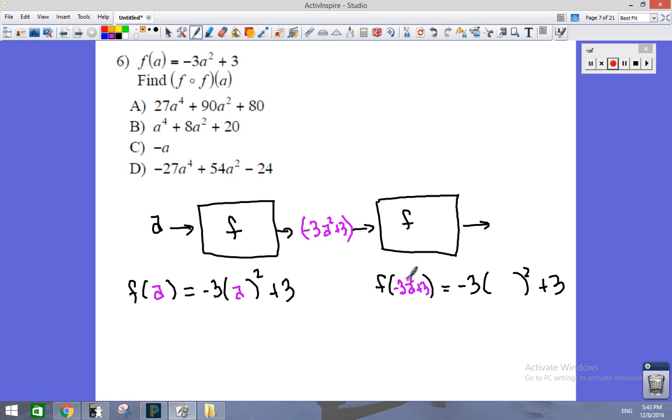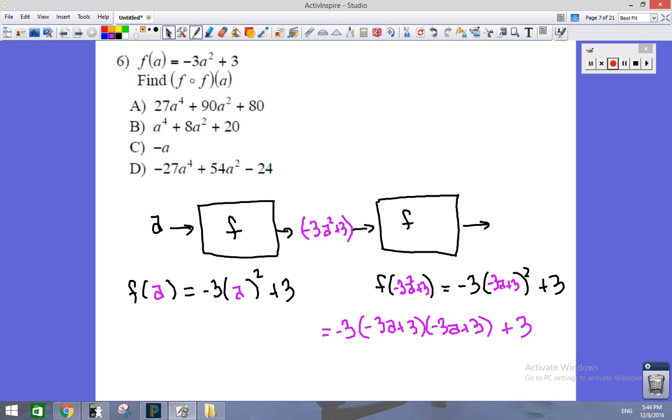F doesn't care. It doesn't matter what we give it. In fact, it doesn't matter at all because the domain for f is all real numbers. Whatever we give f, it will create an addition problem by taking negative 3 times the number squared, plus 3. So we've got to just now do this algebra. We need to take negative 3 times, when I square negative 3a plus 3, it means negative 3a plus 3 times another negative 3a plus 3.